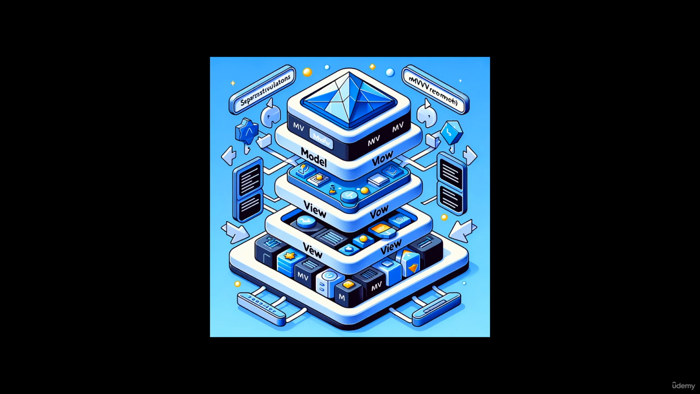So the model in MVVM is fundamentally the same as in the architectural pattern of MVC. It represents the real world business rules and data that your application deals with. The key thing to remember is that the model is independent of the UI. It does not know that the view or ViewModel exists. It's just there doing its job, handling the logic and the data.